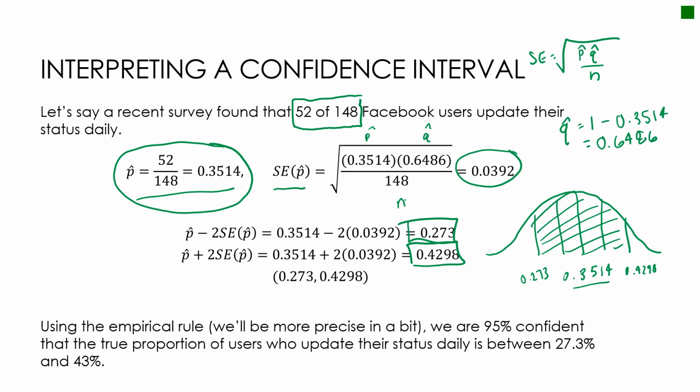35.14% of Facebook users update their status daily, but that was based on a sample of 148. So I'm 95% confident, and again, we're going to be more precise in a little bit, but I'm 95% confident that between 27.3% and 42.98, or 43%, of users update their status daily. So I'm using my sample of 0.3514 to say that the true proportion of users is somewhere between 27.3 and 43%.